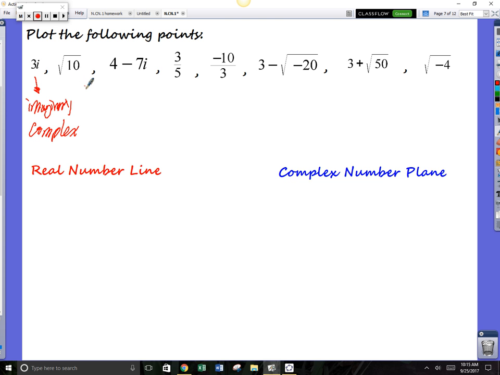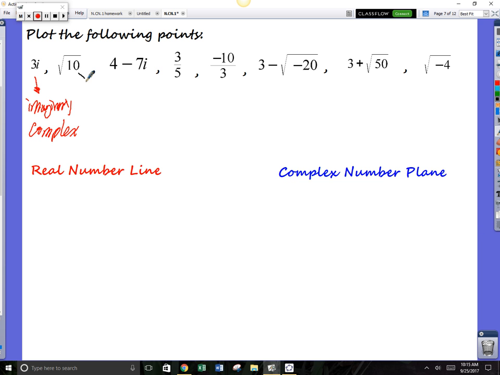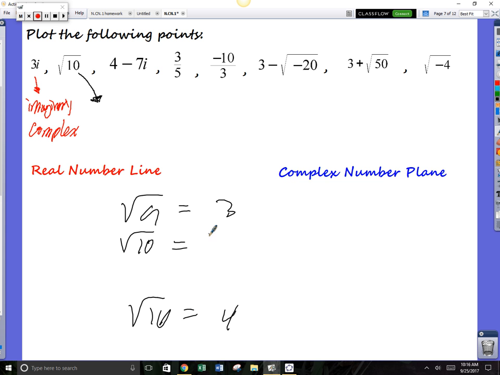Square root of 10. Carlos. Square root of 10 is right in between square root of 9 and square root of 16. What do we know square root of 9 is? What about square root of 16? Square root of 16 is 4. So if you got to guess a value of square root of 10, what is your guess? It's really closer to 3 than it is to 4. So 3 point something.